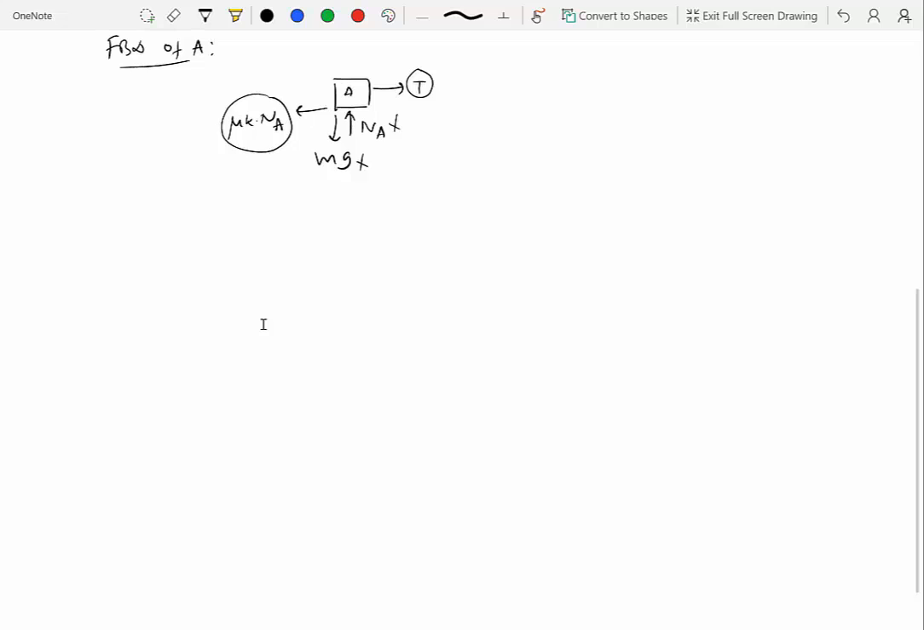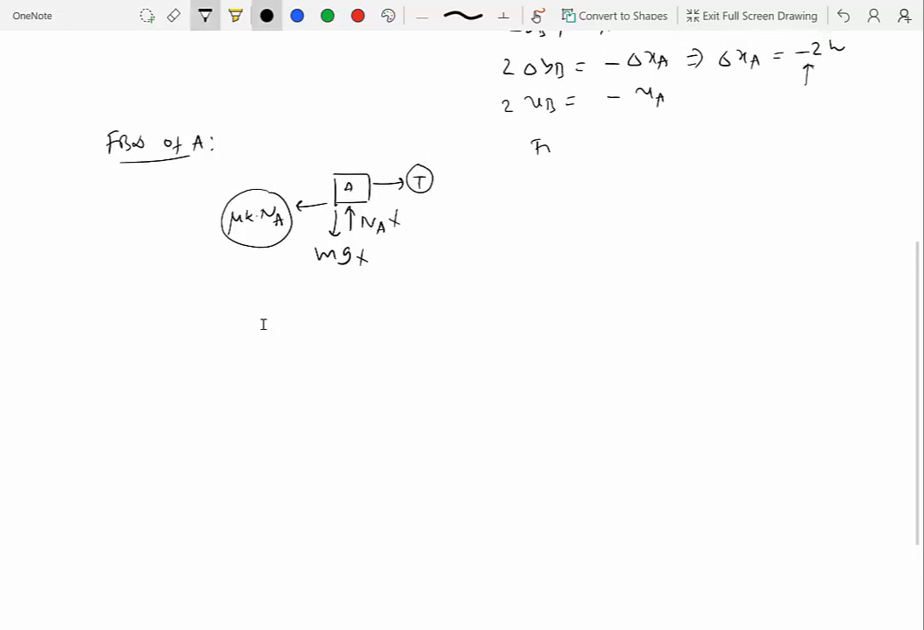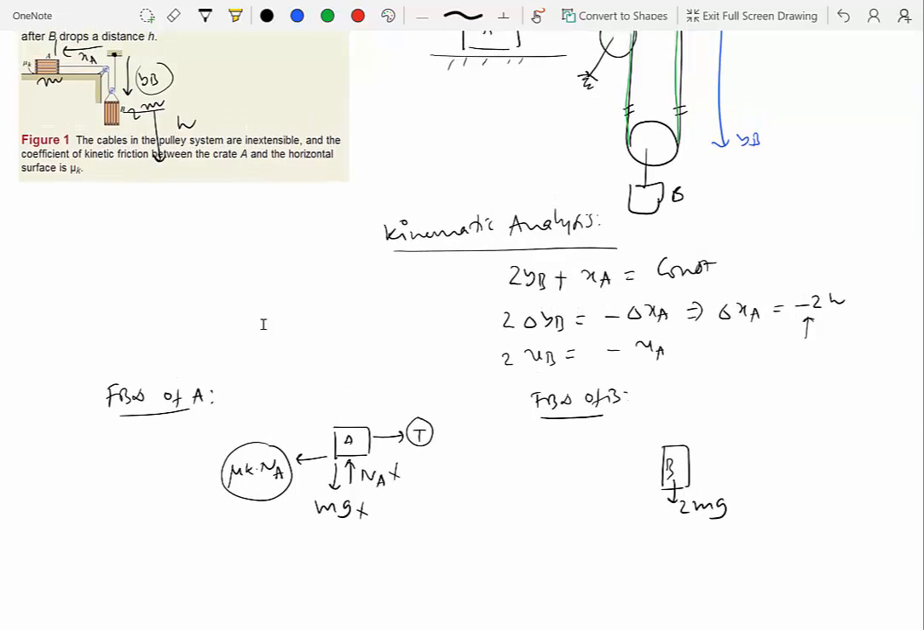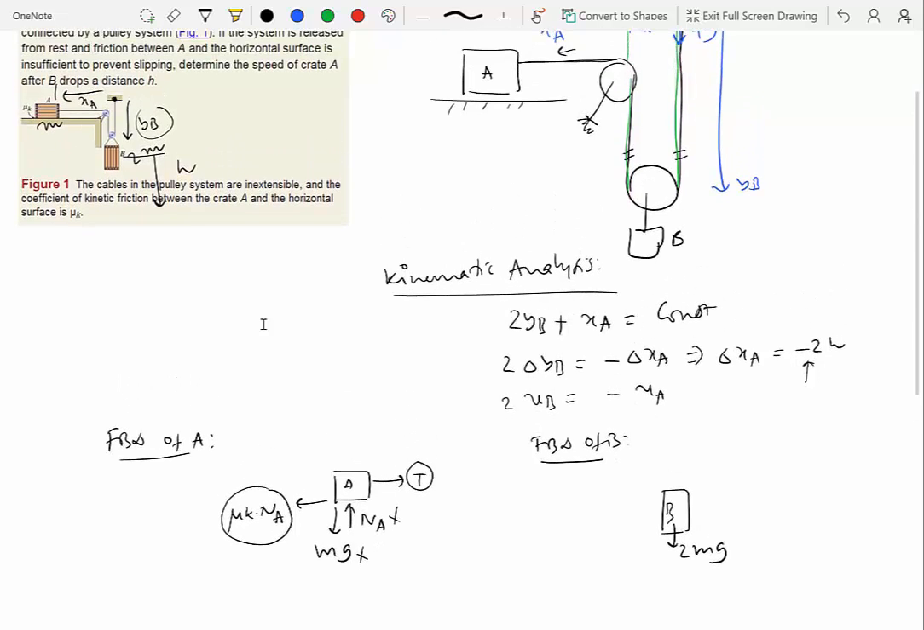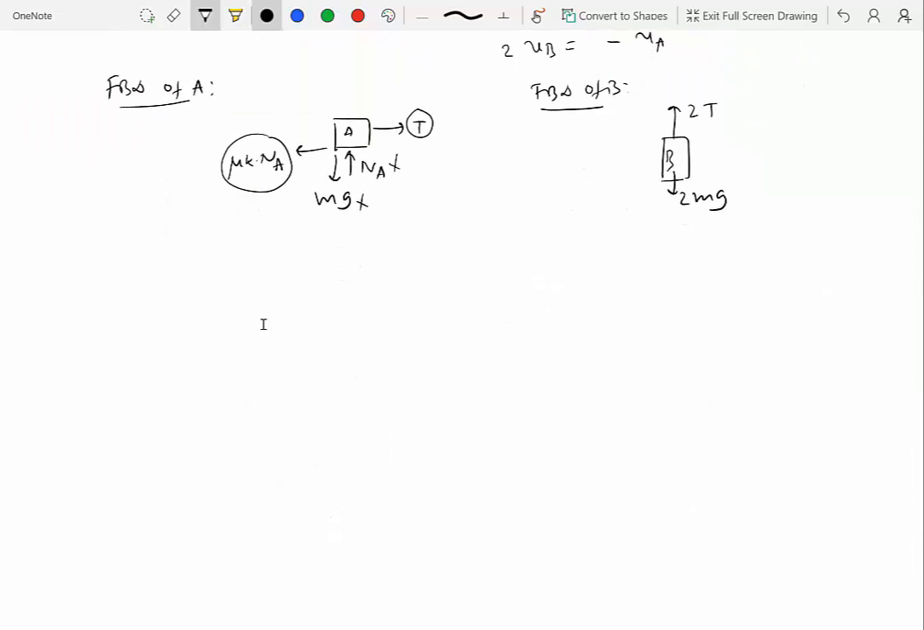Clearly both the forces are not conservative in nature, so we cannot use the conservation of mechanical energy principle, but we can use our general formula which says that the work done by forces is equal to change in kinetic energy. Now let's draw a free body diagram of B. So B has the weight, which is 2mg because 2m is the total mass, and then we have the tension. There are two tensions, right? Because there will be tension here. So essentially the tension in this direction is 2T.